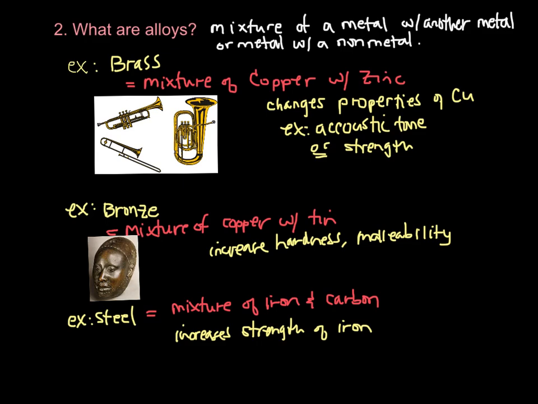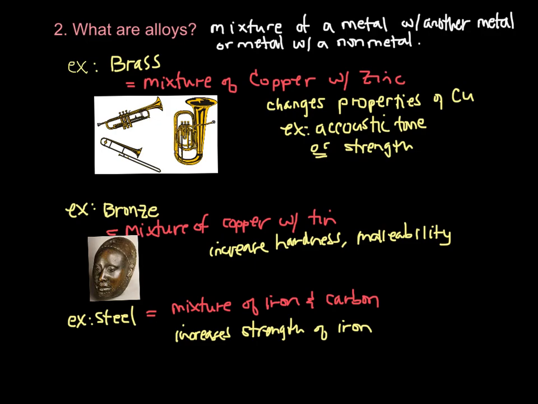And of course, another example of an alloy is steel. In this case, steel is a mixture of iron with a nonmetal, carbon. We do that to increase the strength of the iron and use it in infrastructure and buildings and things, because it's a bit stronger than the iron that it comes from.